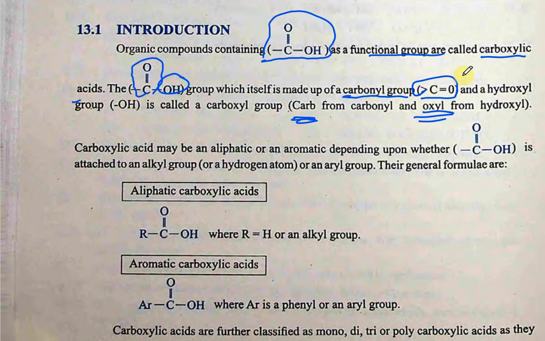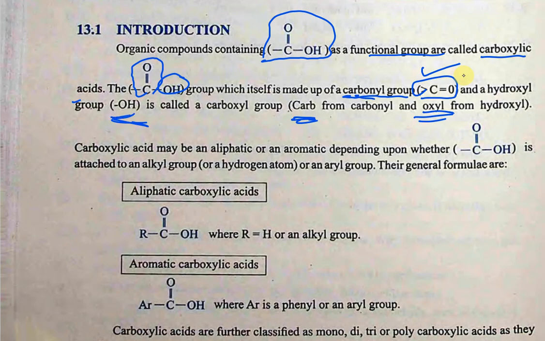Carboxylic acids are a group of compounds which contain a carbonyl group as well as a hydroxyl group. One is the carbonyl group and one is the hydroxyl group. So it is a combination of two functional groups. It is a compound functional group which is formed by the combination of two functional groups, the carbonyl and the hydroxyl.